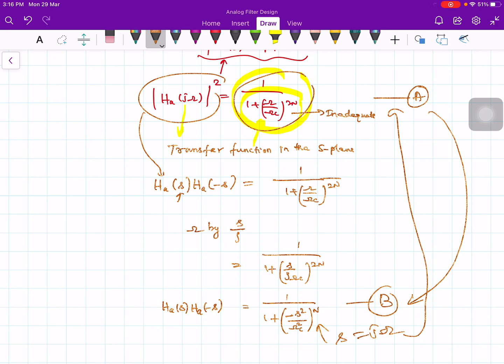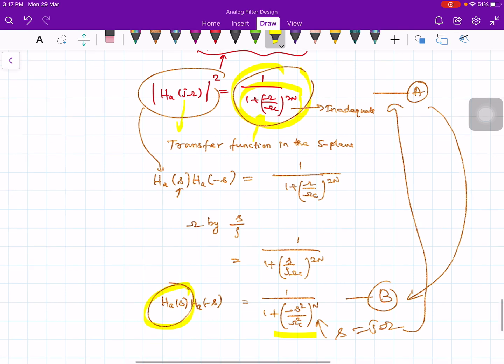We are looking for an HA of s which has a finite number of singularities. Finite number of singularities means what? The function is differentiable in the total s plane except at the singularities. That is the definition of an analytic function. So an analytic function should have a finite number of singularities, and the function is differentiable in the entire domain except at the singularities. A singularity is a point where the pole is located. So recall this definition from your mathematics course.